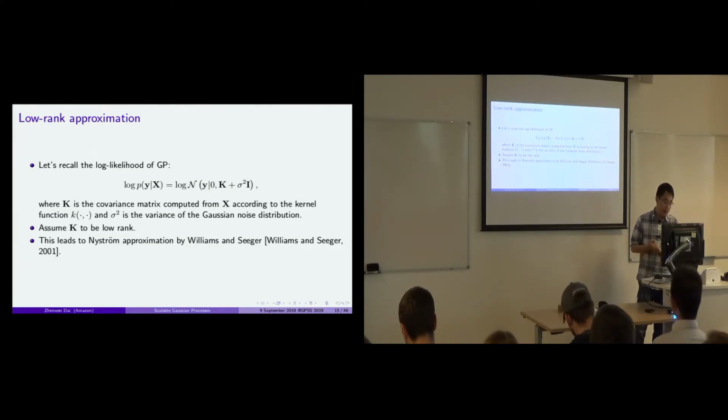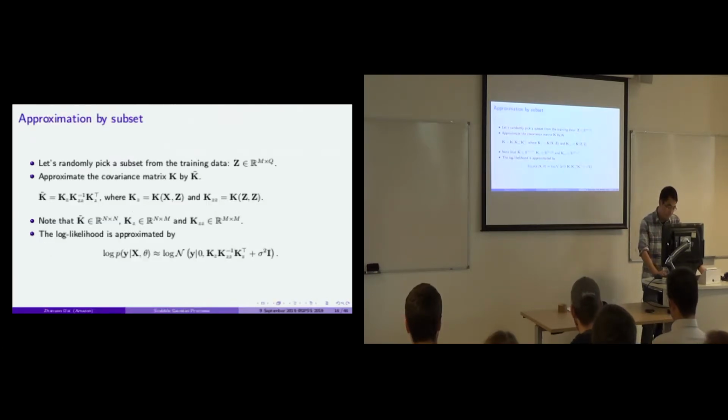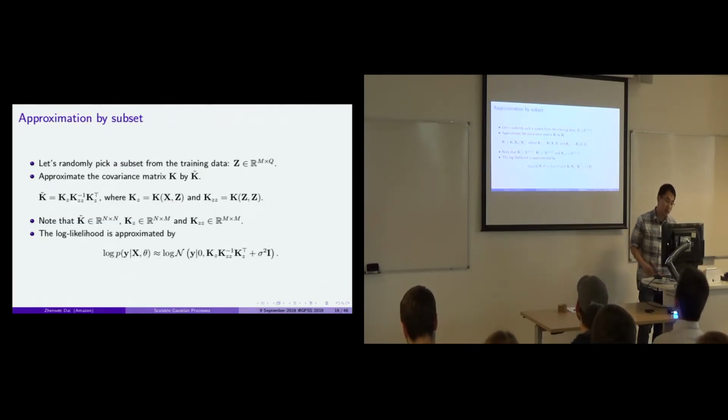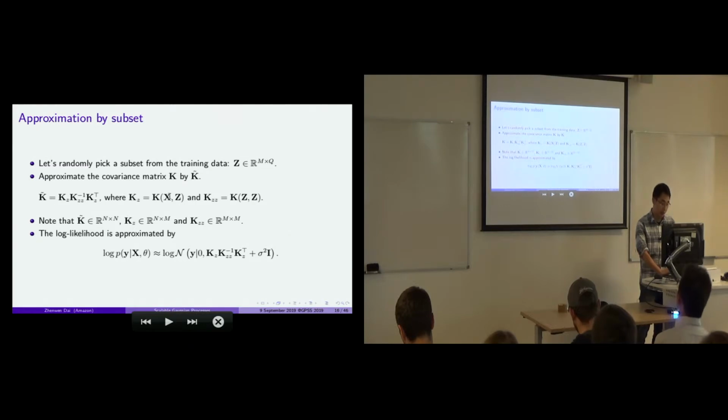In the literature, one of the first methods proposed for doing such things is called the Nystrom approximation, by Chris Williams and Matthias Seeger. The idea is quite simple. If we have a capital N number of data points denoted as X, let's randomly subsample our training data into a smaller subset called Z, which contains only a capital M of them.